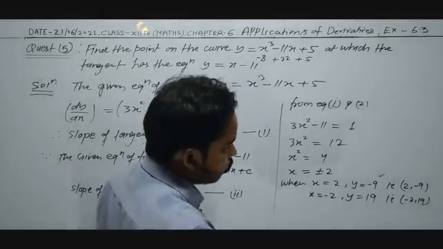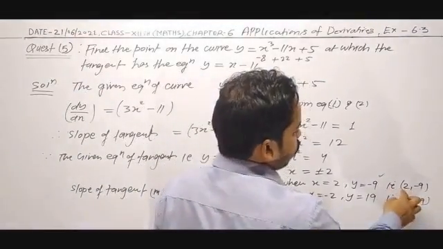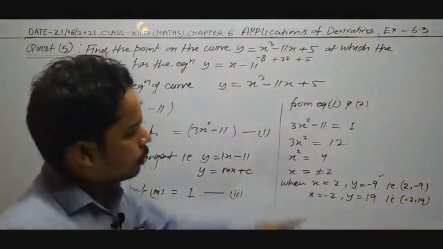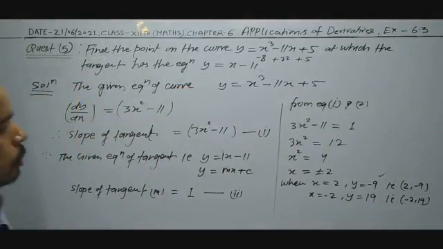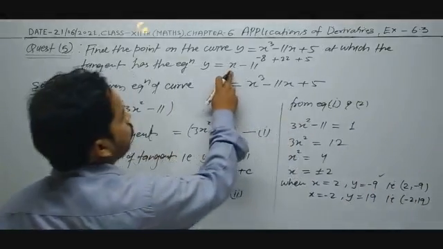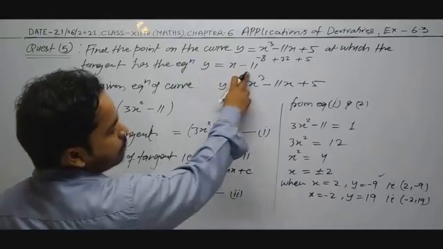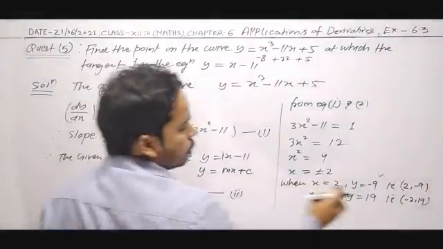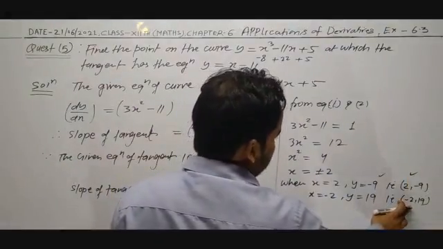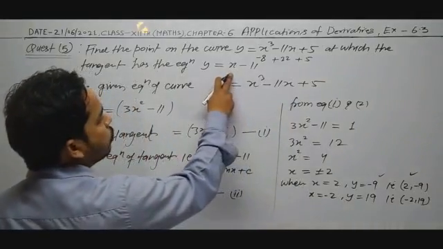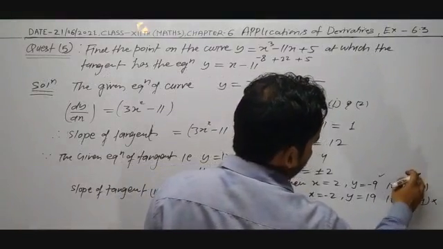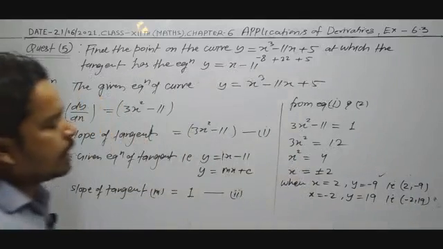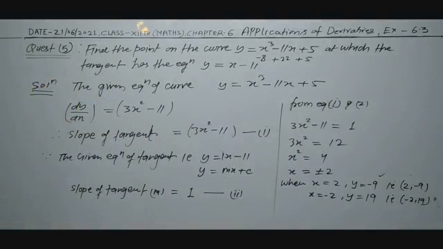Now we have two coordinates, 2 comma minus 9 and minus 2 comma 19. Those coordinates which satisfy the equation of tangents will be the points. When you put x is equal to 2, you get y is equal to minus 9 in this equation of tangents, so this point is satisfying. Check the other point: when you put x is equal to minus 2, you get minus 13, so the second point is not satisfying the equation of tangents. So there is only a single point where the equation of tangent is y is equal to x minus 11.